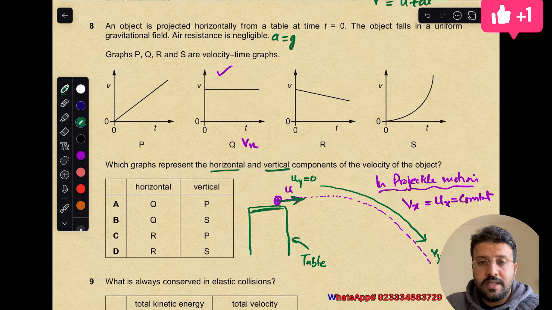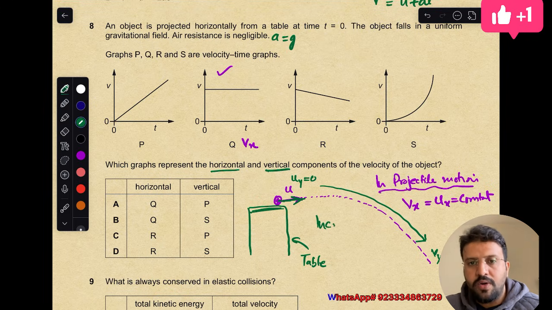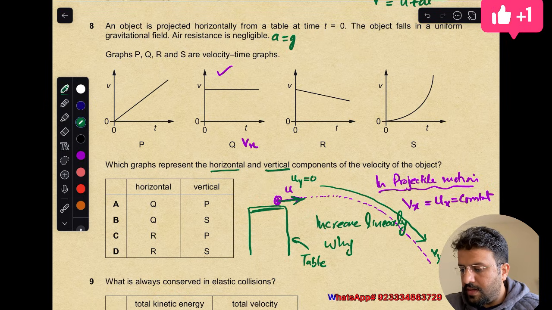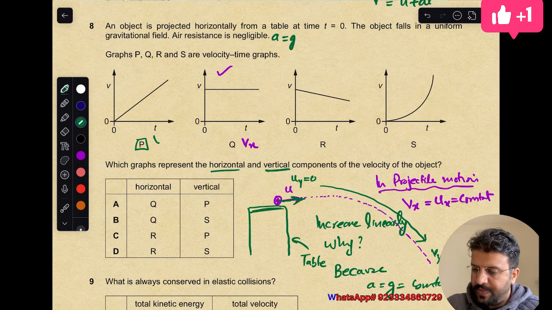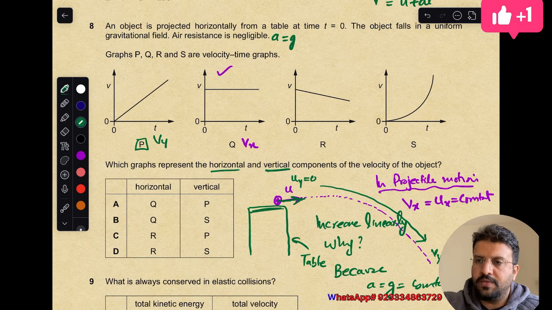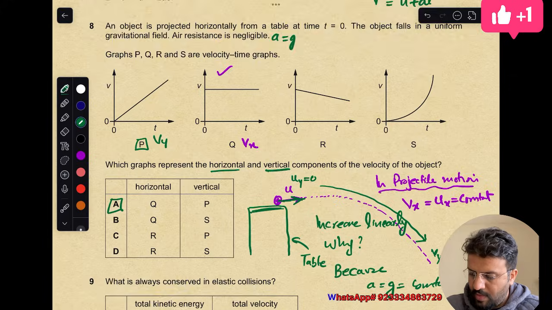And how is it increasing, is it increasing linearly or non-linearly? It will increase linearly. Why? Because you know a is equal to g, that is constant, that is the vertical acceleration, right? So acceleration is constant, so the slope is determined by the acceleration, so the slope will be constant, right, because of the acceleration, and it should be increasing starting from 0, and this is the Vy. Okay, so the right option we have is Q and P, that is option A.